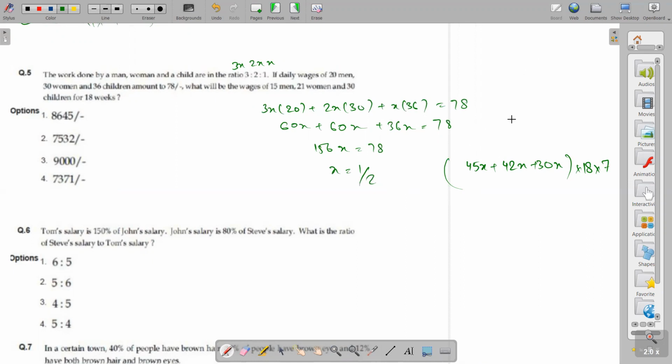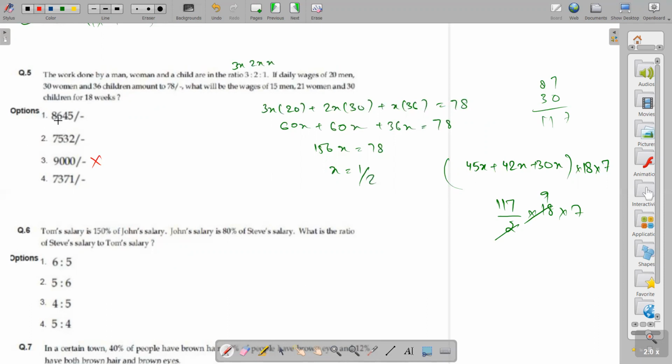45 plus 42 is 87. 87 and 30 is 117. So 117x, where x is half, into 18 into 7. So the answer will be, I'll not multiply this. The answer will be a multiple of 7 and 9. This is not a multiple of 7. Let's see which one is a multiple of 9 now.